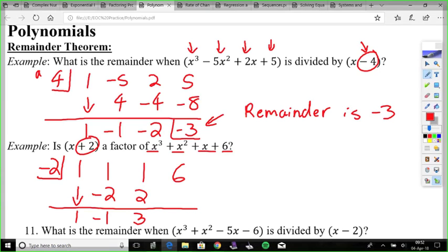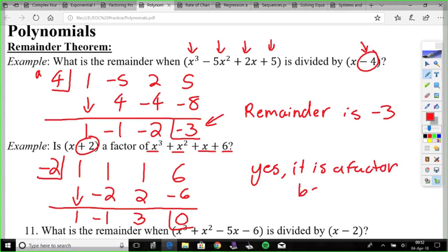And then 3 times negative 2 again. 3 times negative 2 is negative 6. And 6 minus 6 is 0. So for this example, it's yes, it is a factor. Okay, and the reason is because our remainder equals 0. Okay, I know there was a question exactly like that on the practice test.